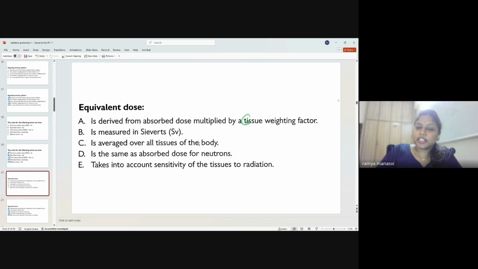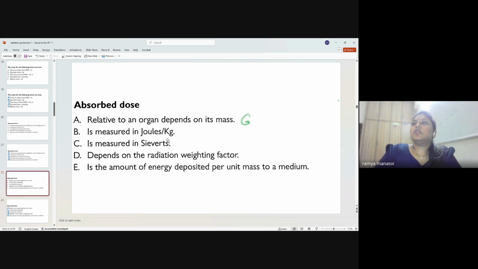Equivalent dose is the same as absorbed dose for neutrons. No, because the neutrons' radiation weighting factor is 10 or 20. It is not equal. For X-rays and beta rays, yes, it is true. Takes into account sensitivity of the tissues to radiation. No, it does not take into account. Effective dose takes into account the sensitivity of tissues to radiation. Okay. So again, about absorbed dose.